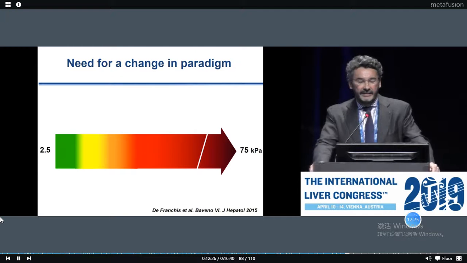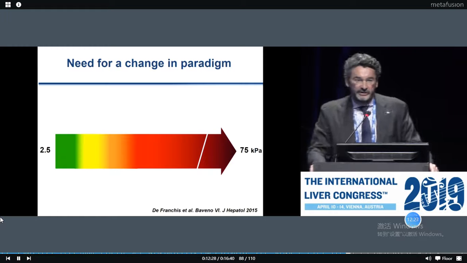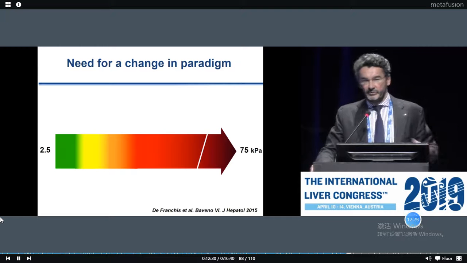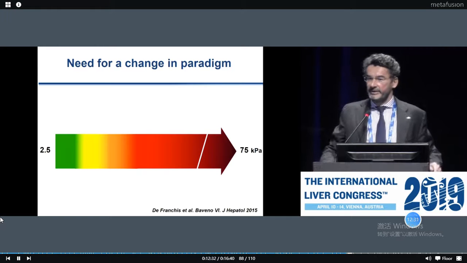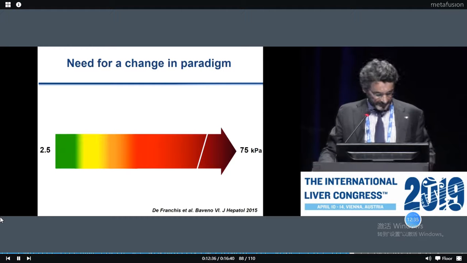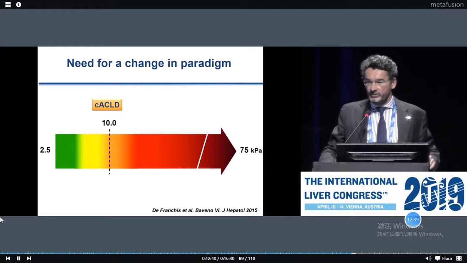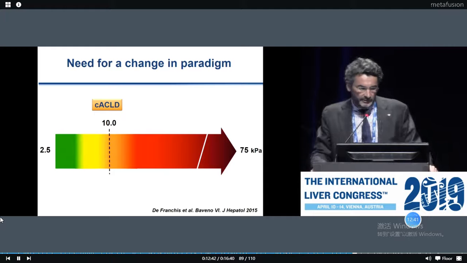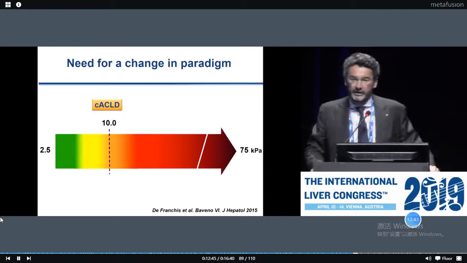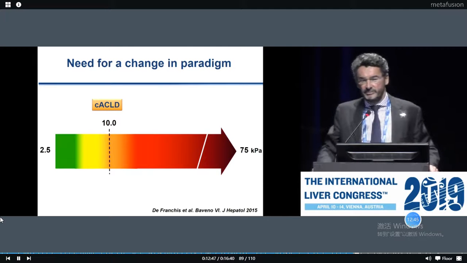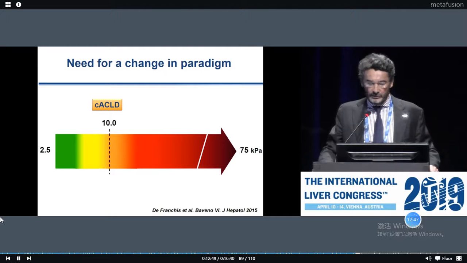So I think there's a need for a change in paradigm, because we started with elastography as a parallel, using the Metavir scoring system and establishing cutoffs. But liver stiffness is a continuum and should be used per se. And I would refer to what has been proposed by the Baveno group 4 years ago. The term is coined as compensated advanced chronic liver disease, or so-called CACLD.